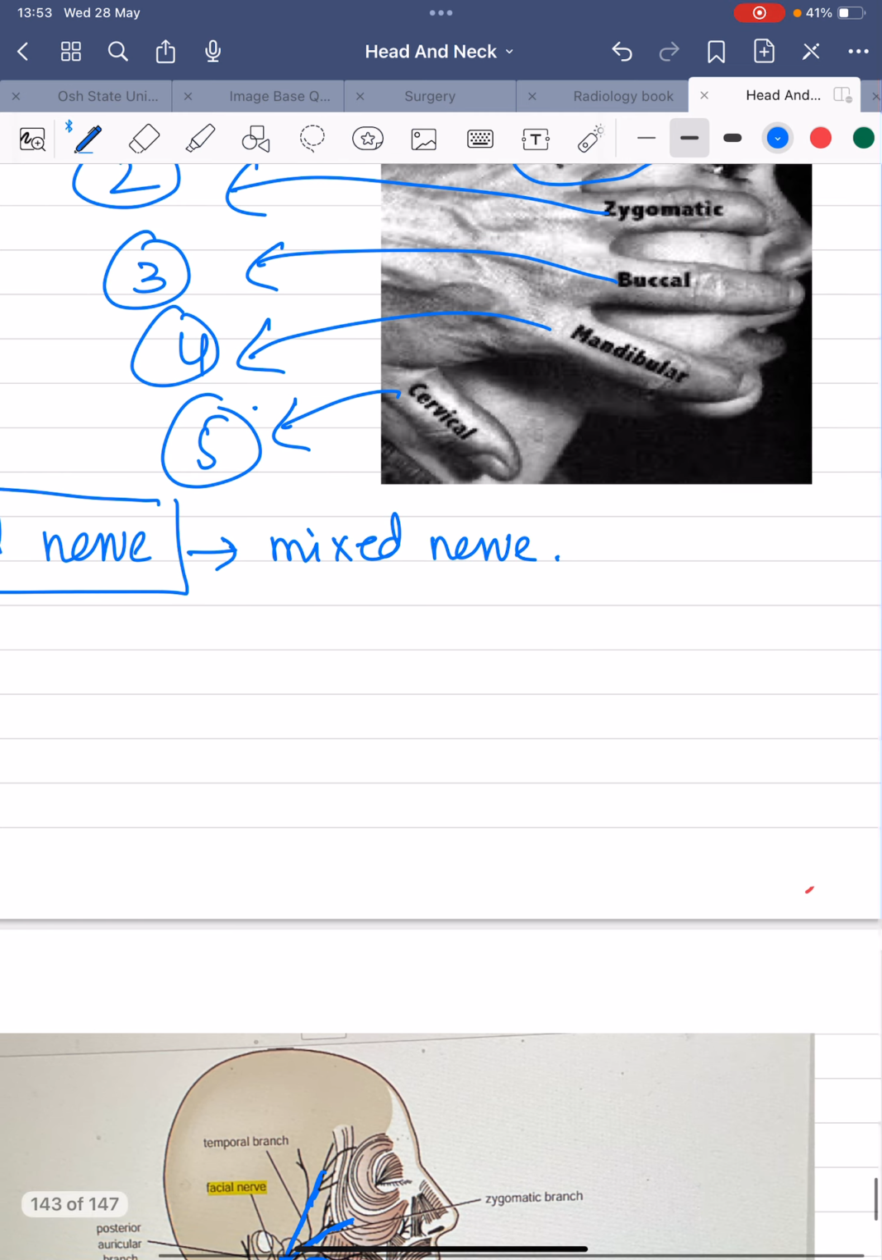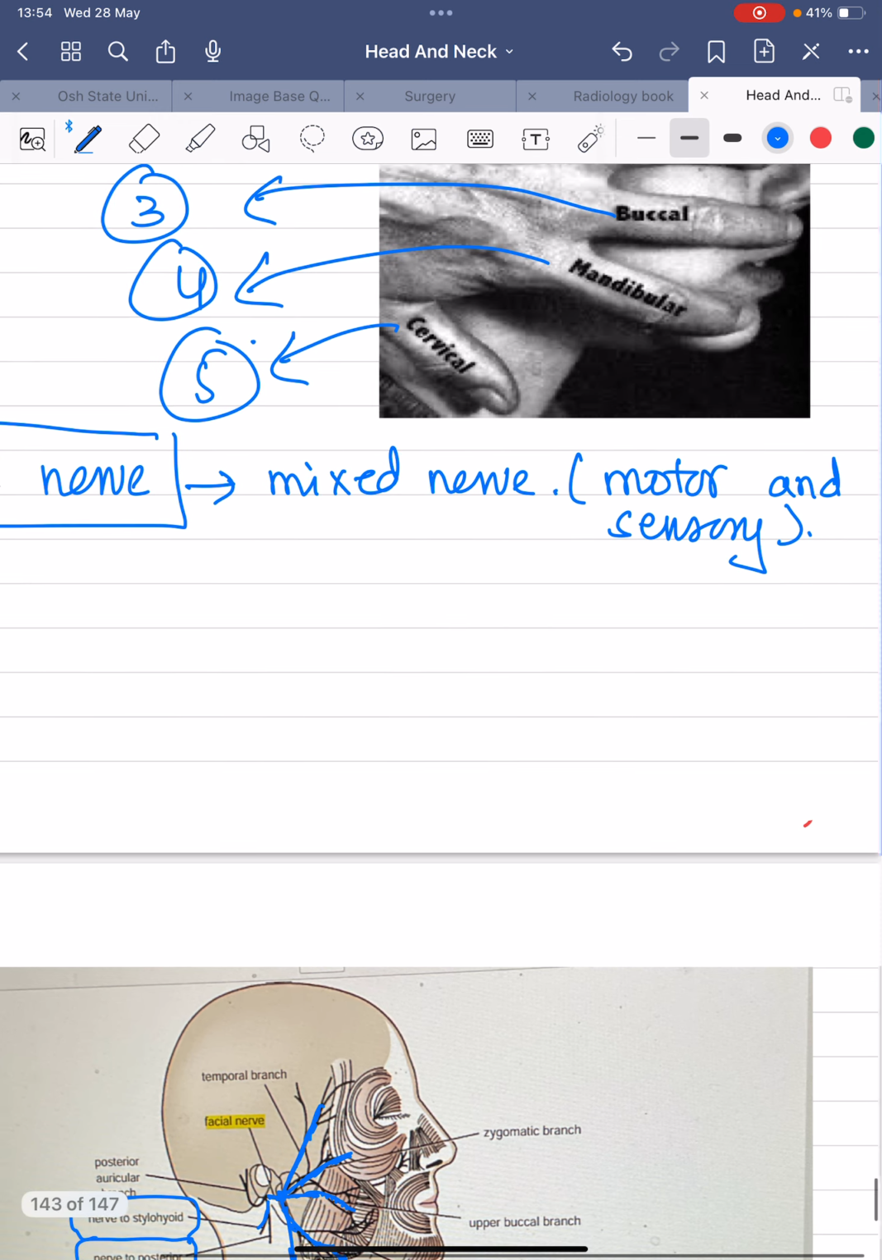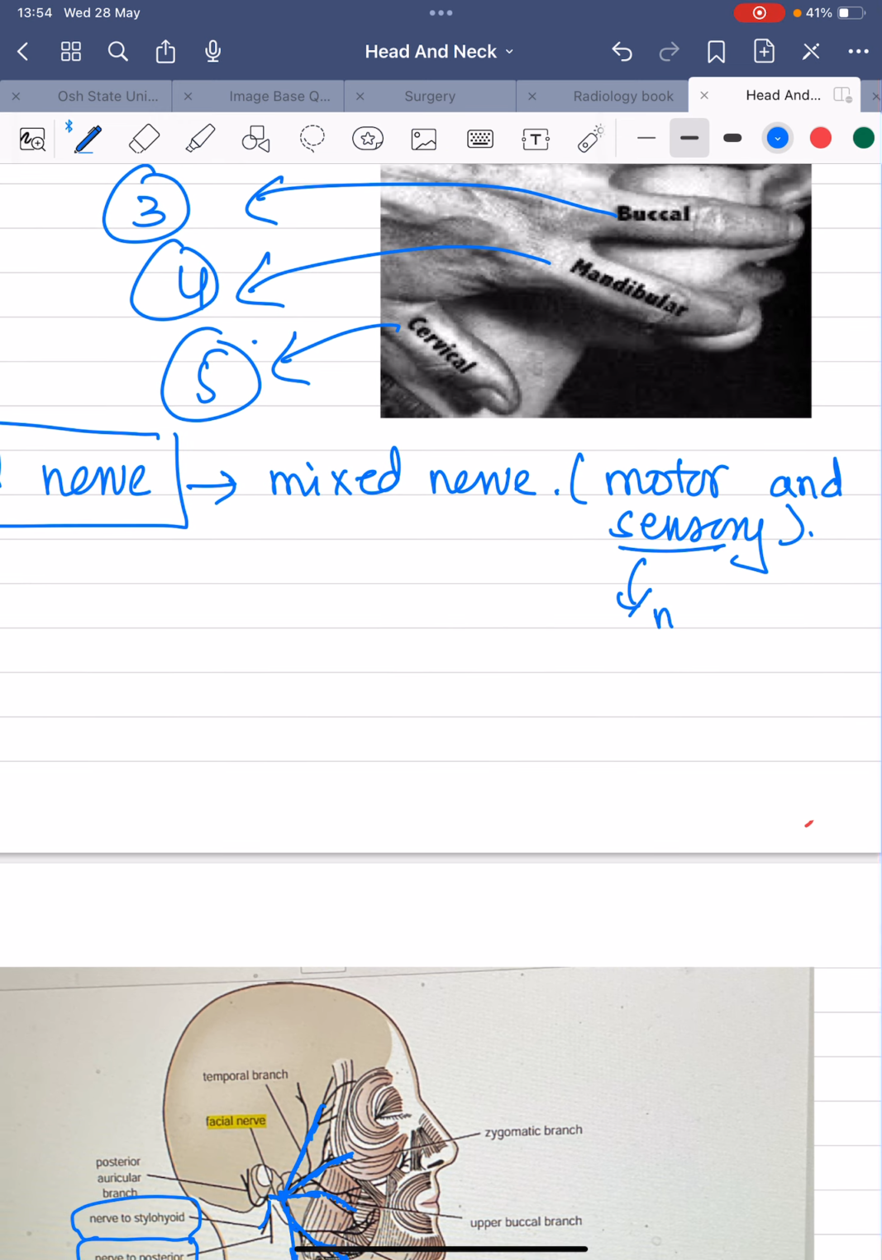Mixed nerve means it has a motor component and also a sensory component. So it has a motor root and a sensory root. The sensory root is also sometimes known as nervus intermedius. Okay, it is known as nervus intermedius.